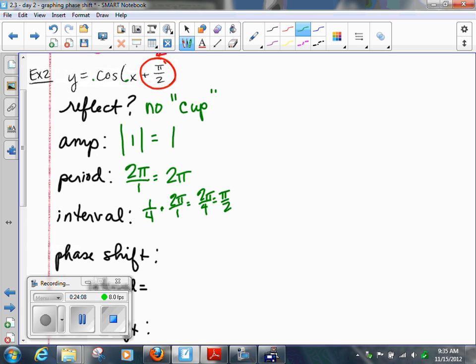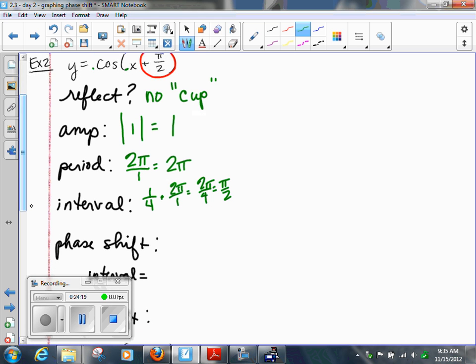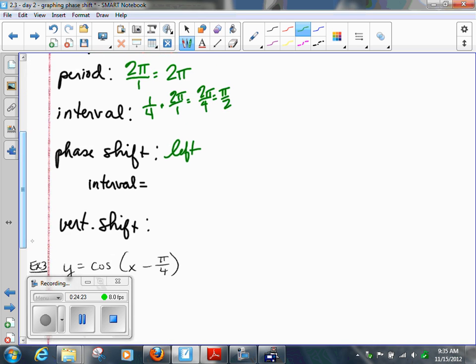So that gives me my interval. I know what this is because of the last problem. But it's not always going to be that way. Okay? Phase shift. Which way is this thing going to shift? To the left. And then I put my interval right there and I didn't need to. Okay? Is this going to have a vertical shift at all? No vertical shift. None. My oscillation line is at the x-axis. And again, that's just a note to me.